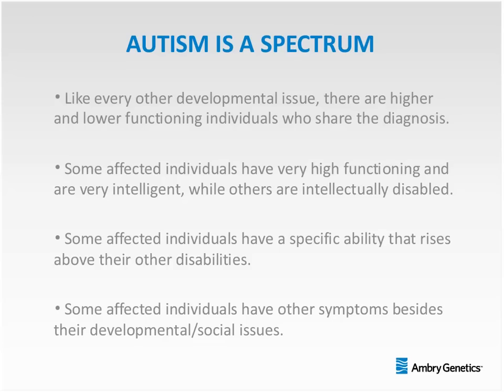Some affected individuals are very high functioning and very intelligent, while others are in fact intellectually disabled. Some affected individuals have a specific ability that rises above their other disabilities. And some affected individuals have other symptoms besides their developmental or social issues. We mentioned the GI symptoms, the sleeping disorders. There also are children who fall within the autism spectrum who have other malformations or heart defects or other internal organs that don't function properly, and sometimes those are kids who are more likely to have a genetic cause of their developmental issues.